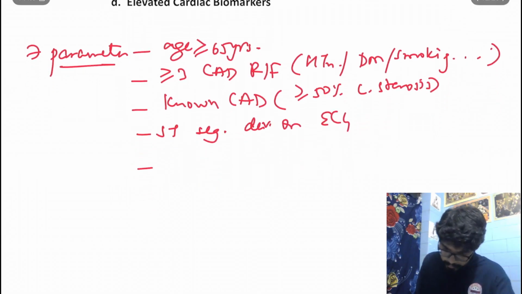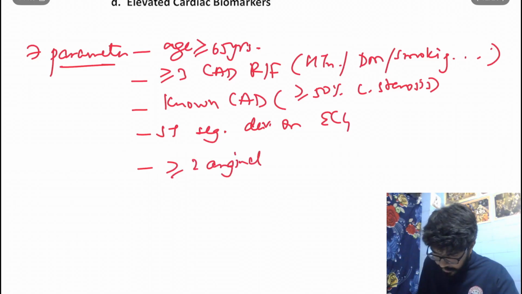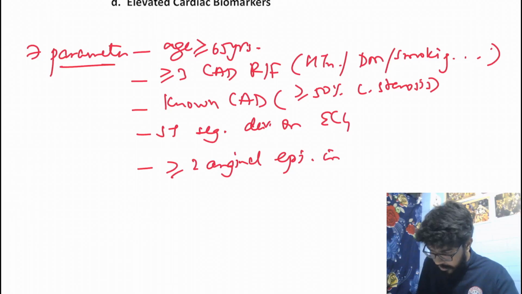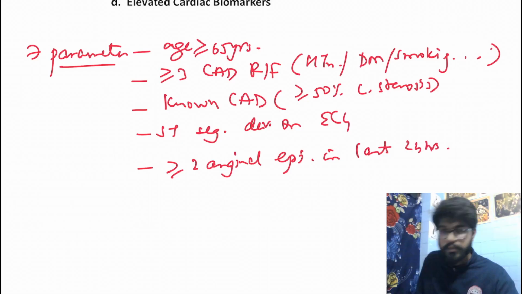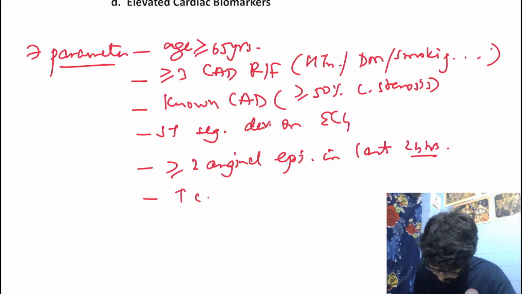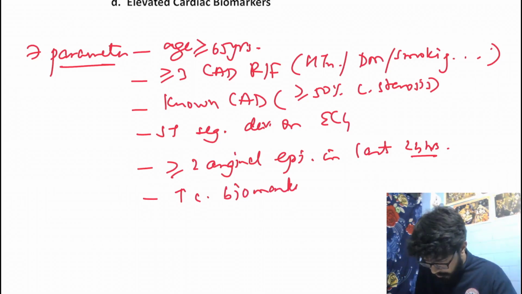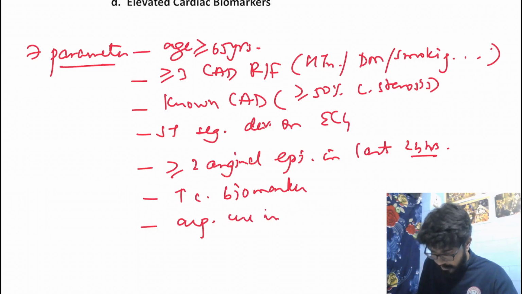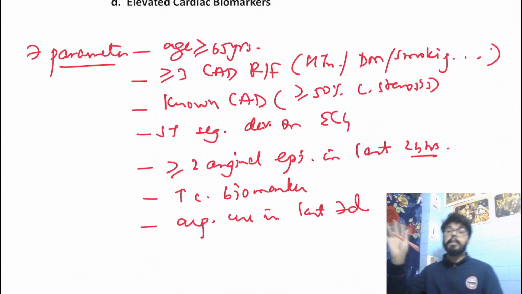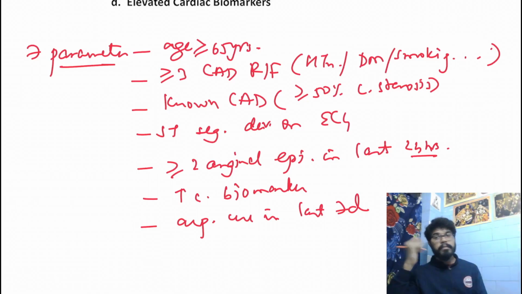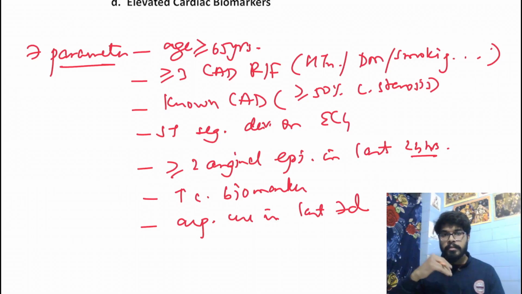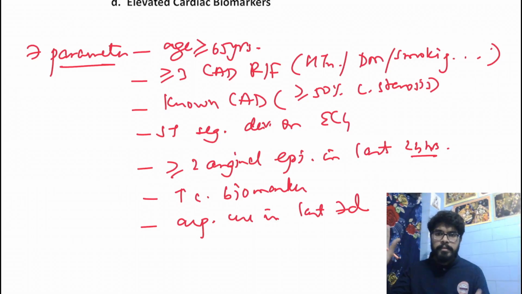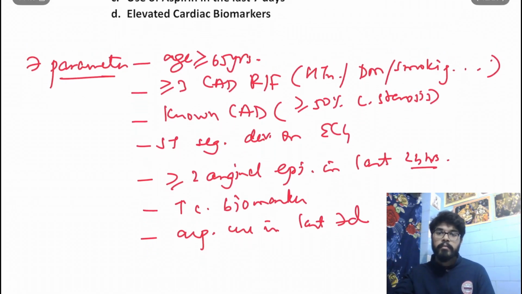Right. Fifth parameter is more than or equal to 2 angina episodes in the last 24 hours. Okay. Then we have increased cardiac biomarkers. And finally, aspirin use in the last 7 days. These are the 7 parameters. All of them can be done within seconds. All of them can be done just with history or examination, or even bedside tests, right? Okay, we do not need invasive or biochemical tests for that.